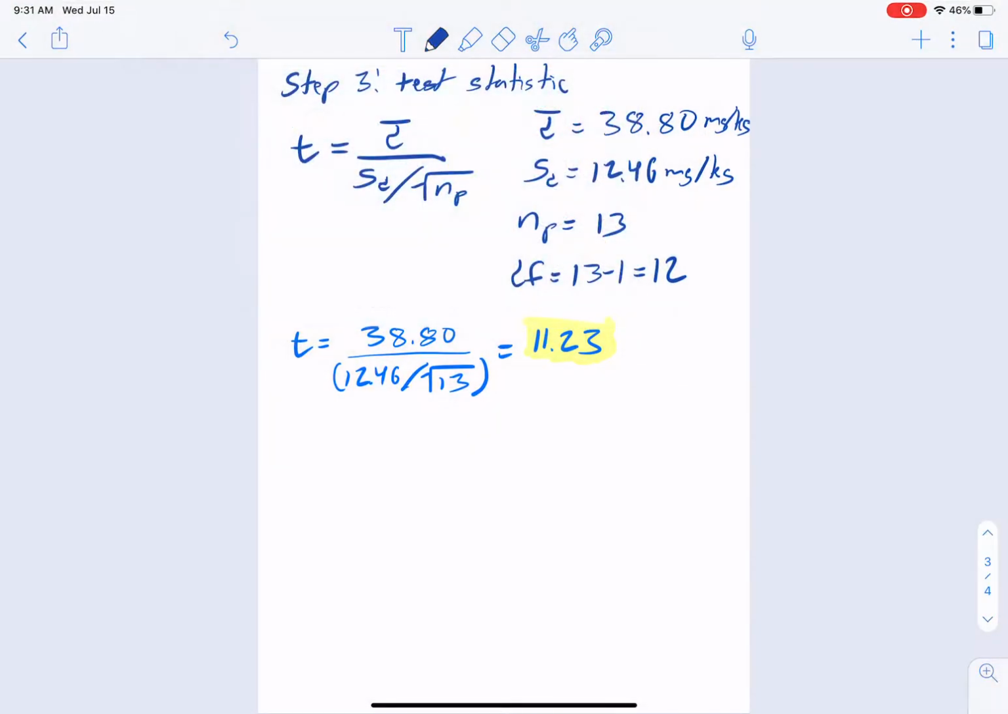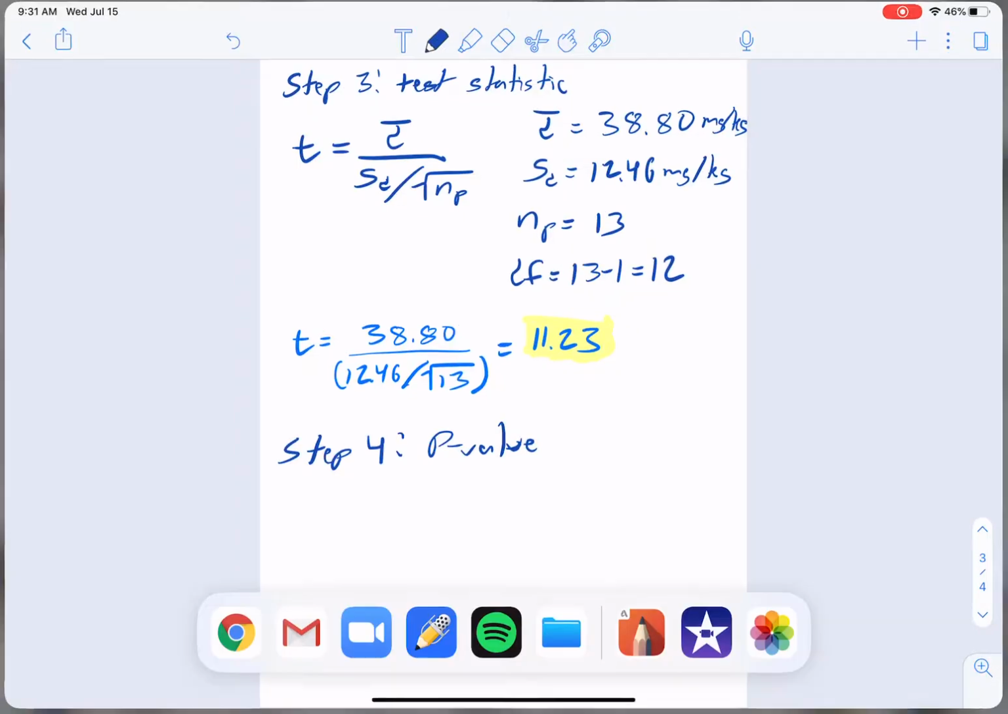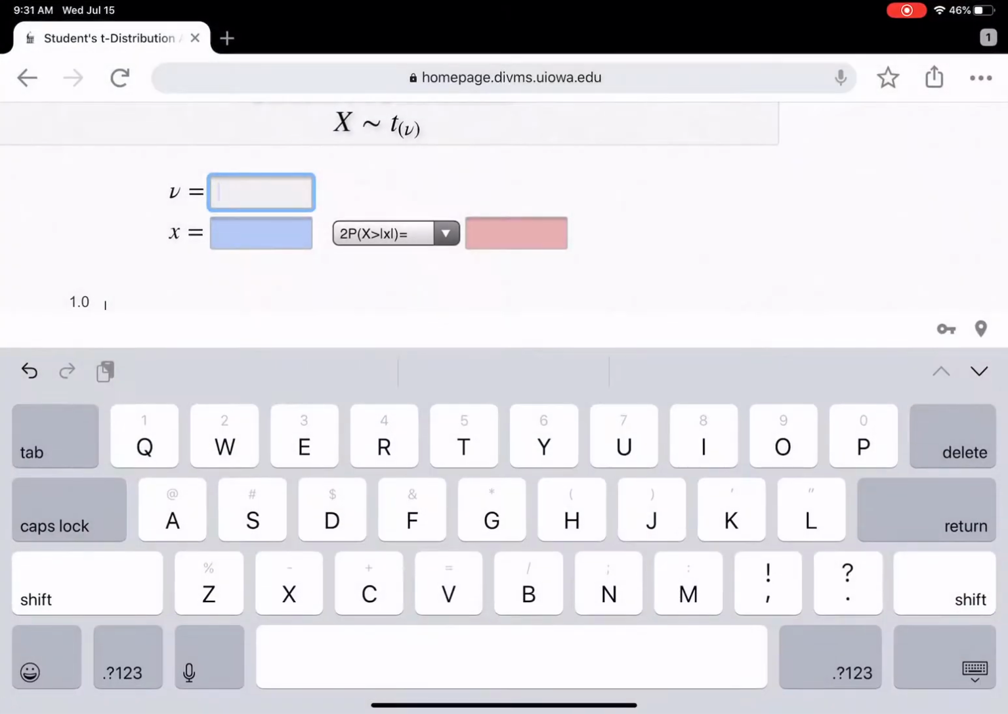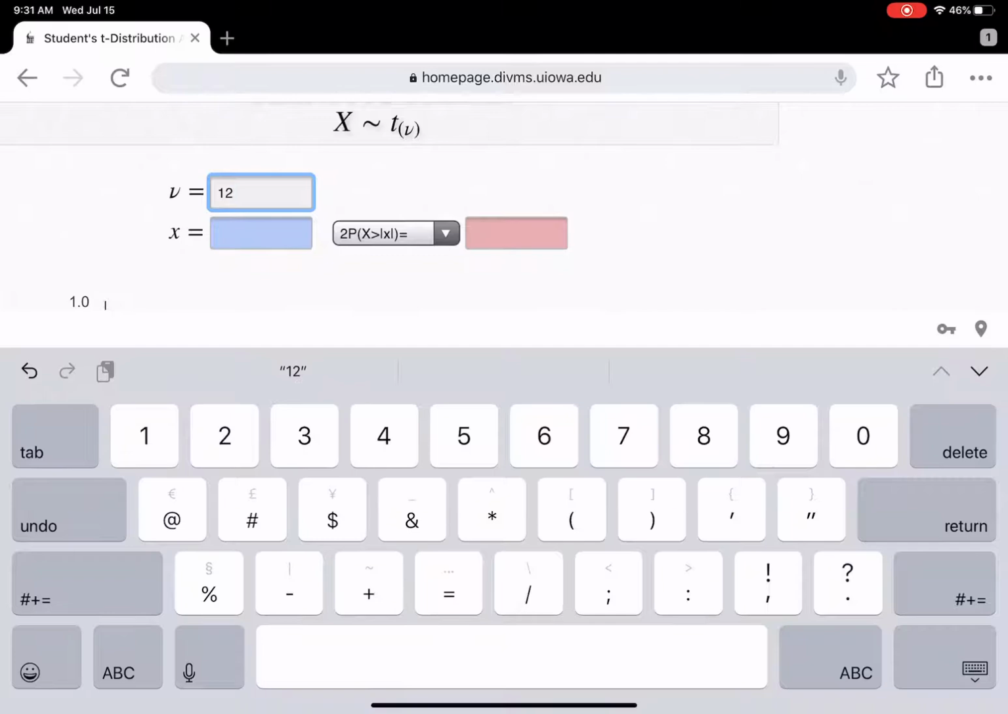Step 4. P-value. Okay, so 11.23, we've got 12 degrees of freedom, and we have, check this out, the two-tailed option.